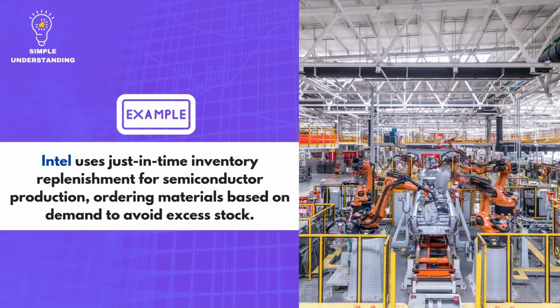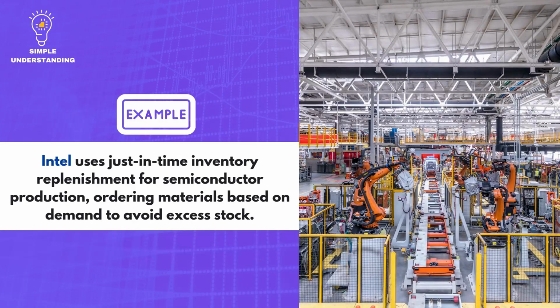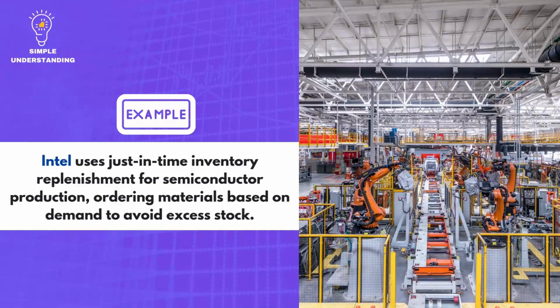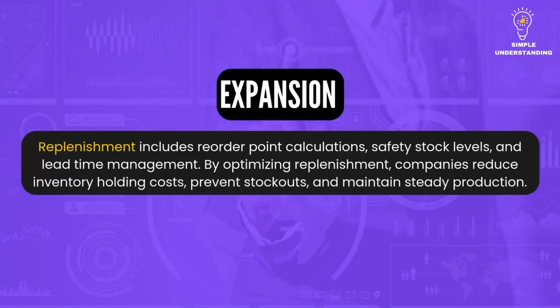Real company example. Intel uses just-in-time inventory replenishment for semiconductor production, ordering materials based on demand to avoid excess stock. Expansion. Replenishment includes reorder point calculations, safety stock levels, and lead time management. By optimizing replenishment, companies reduce inventory holding costs, prevent stockouts, and maintain steady production.